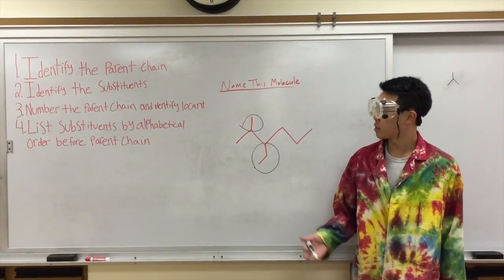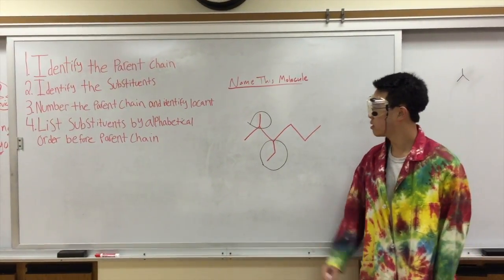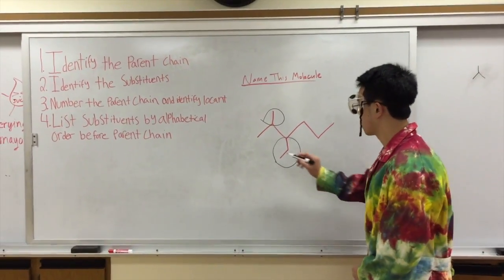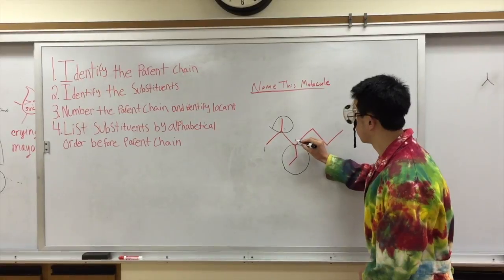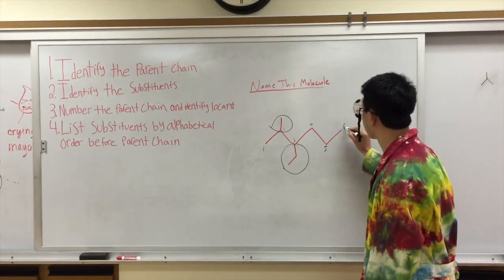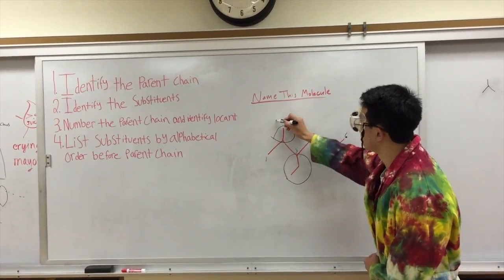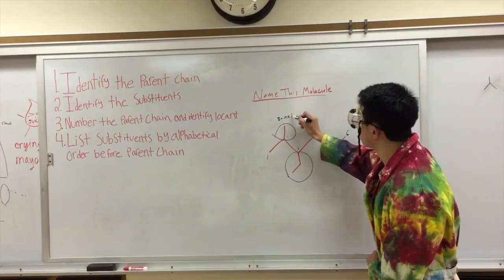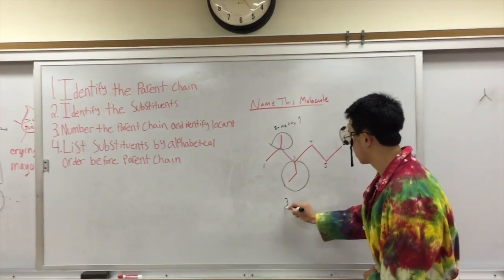So after you identify the substituents, next step is to number the parent chain and identify the locants. So we're going to number each carbon over here. 1, 2, 3, 4, 5, 6. So then this is a methyl group. So this is named 2-methyl. And this is 3-ethyl.